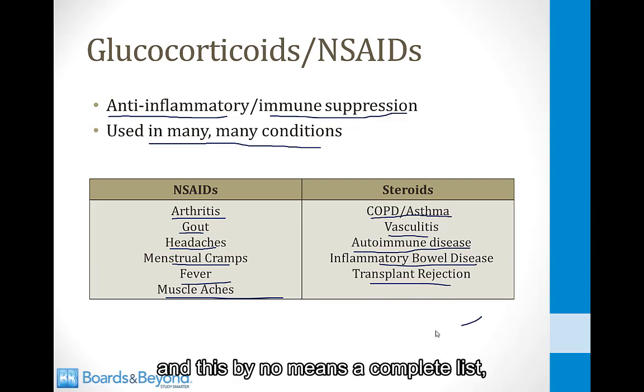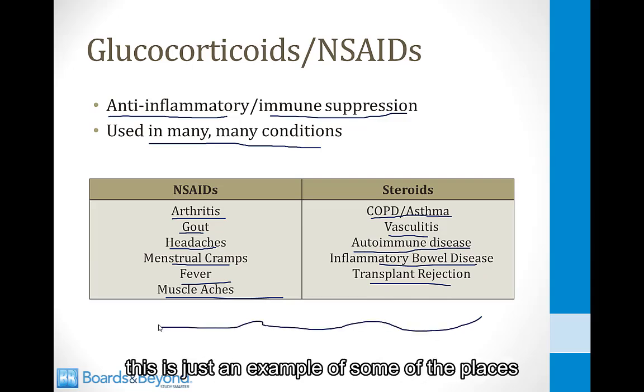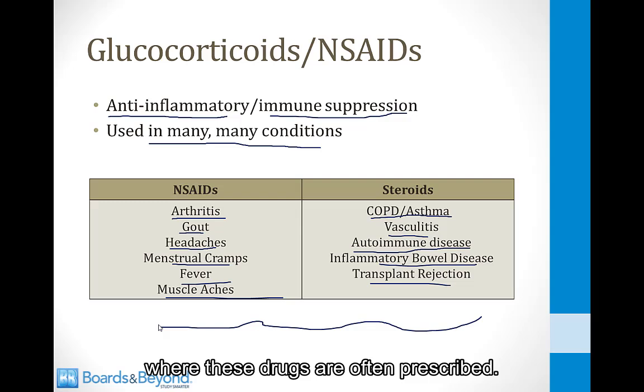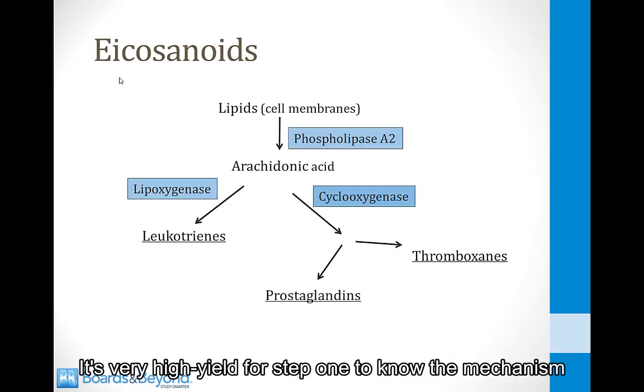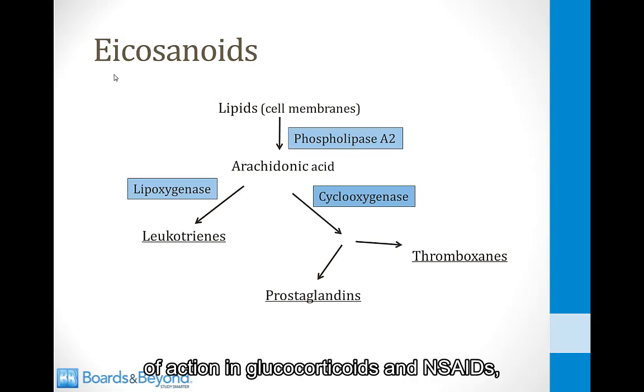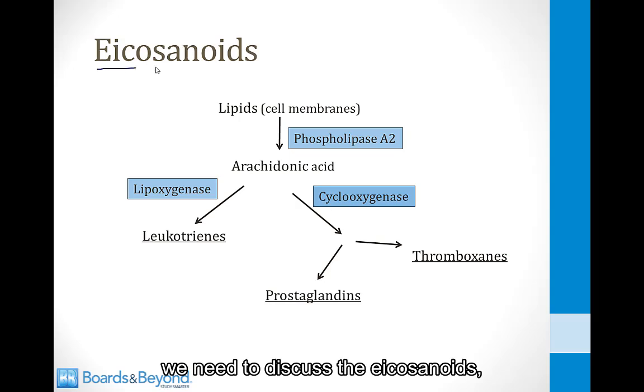And this is by no means a complete list. This is just an example of some of the places where these drugs are often prescribed. It's very high yield for Step 1 to know the mechanism of action of glucocorticoids and NSAIDs, but before we can discuss that, we need to discuss the eicosanoids.